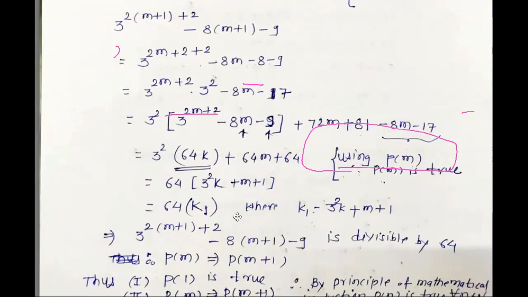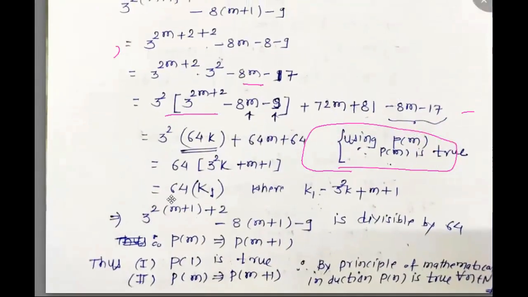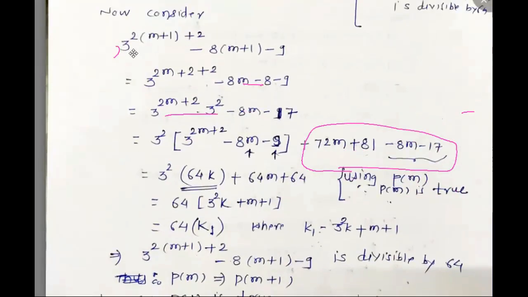So this is some number k1, where k1 is 3 square k plus m plus 1. So it is a multiple of 64. This number, 3 raised to twice m plus 1 plus 2, minus 8 into m plus 1, minus 9, what is this? It is the given statement for n equal to m plus 1. This number is divisible by 64.